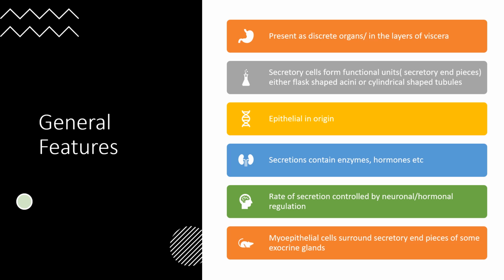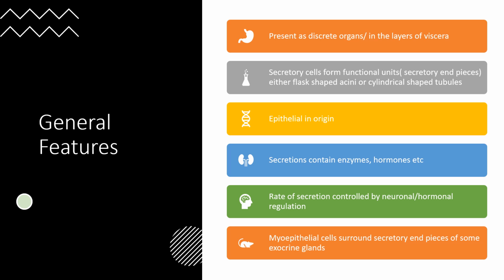So the general features of the glands: they present as a discrete organ or they are present as layers in the viscera. The secretory cells form the functional units of the glands, and depending upon their shape, they can be either flask shaped, then they are called as acini. If they are cylindrical, they are called as tubular. And the secretion contains enzymes, hormones, fat, and things like that.